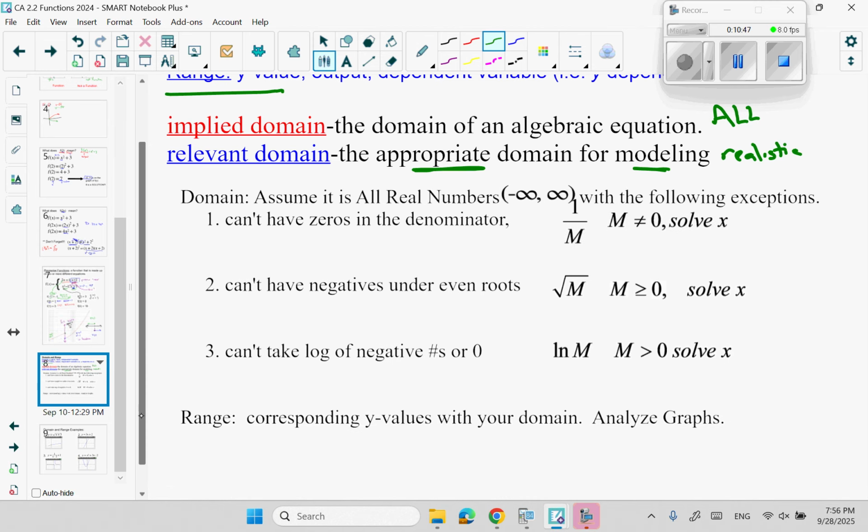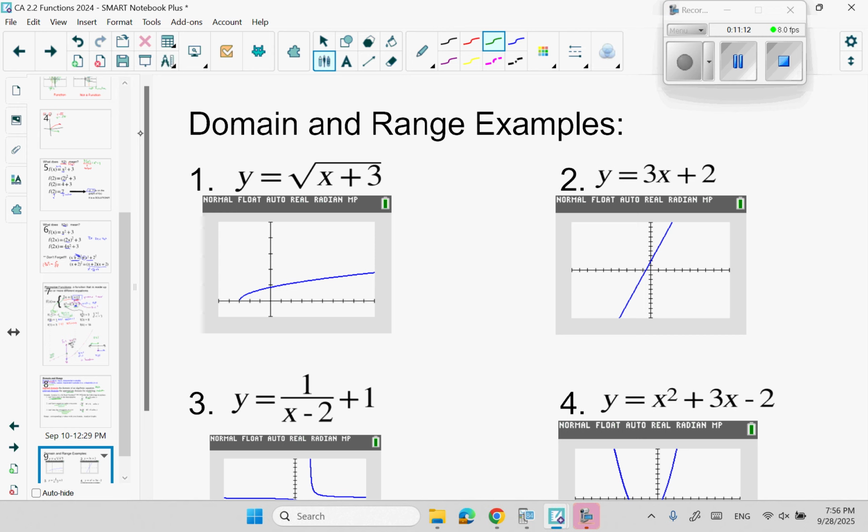Now, domain. We've talked about it before. There are three restrictions. You can't have zeros in the denominator. You can't have negatives under even roots. And you can't take negatives or zero inside a logarithm. The range, or the y values, is usually impacted by those domain restrictions. We don't look for those as much. So let's take a look.